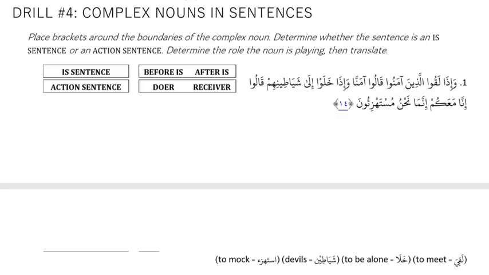Okay, so the complex noun is الذين آمنوا. الذين آمنوا, and we know it ends there because قالوا is a new action, new sentence. Okay, let's work through the sentence now.